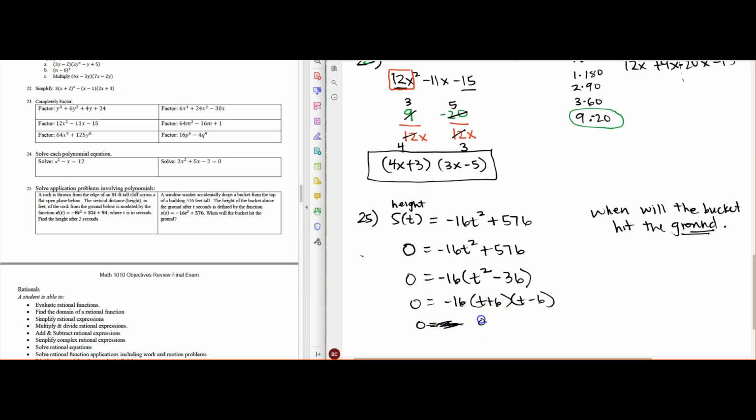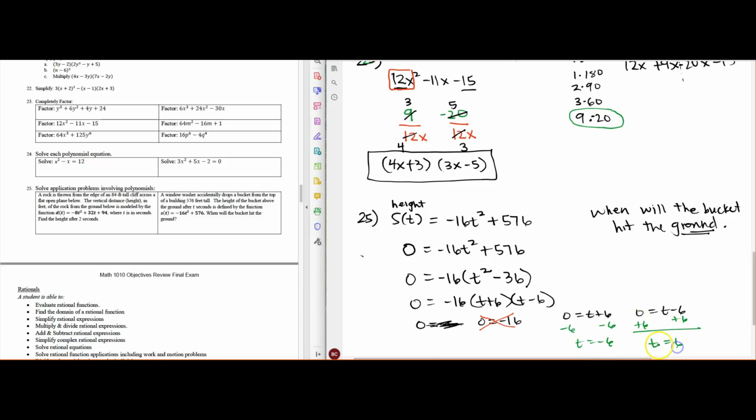okay, so if we set 0 equal to all of those things, so 0 equals negative 16, 0 equals t plus 6, and 0 equals t minus 6. Well, this first one is just nonsense, right? There's no t to solve for, and 0 does not equal negative 16. On these other two, we'll get t equals negative 6 and t equals positive 6.